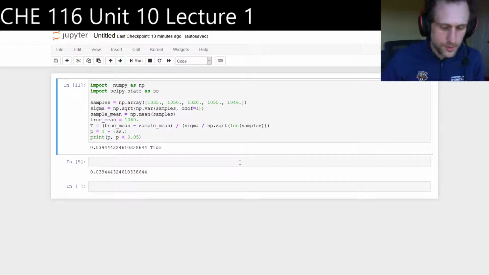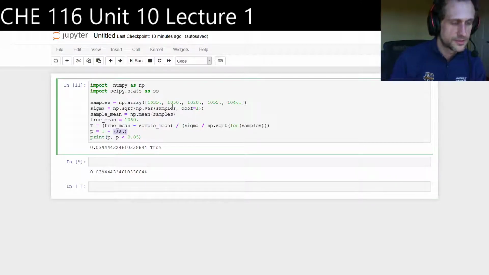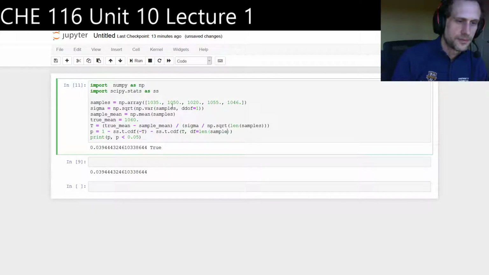All right, so I left off showing you how to compute it just using a t-value. There we just do minus t, but we must put in the degrees of freedom.